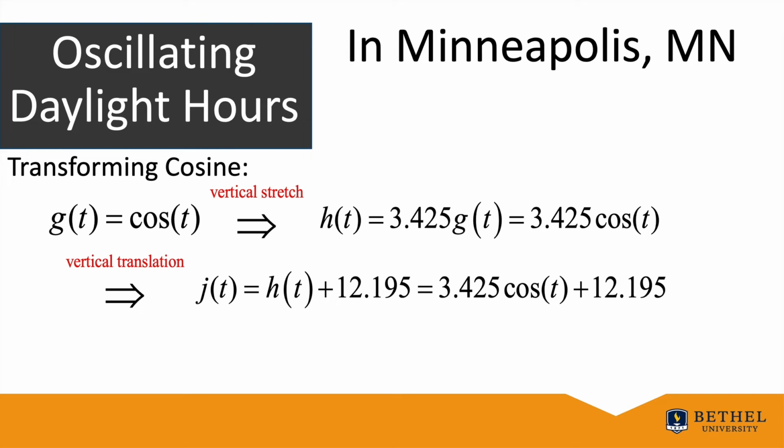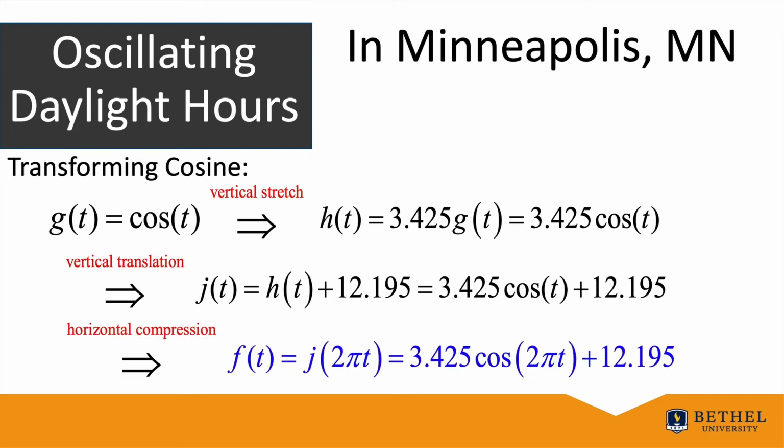Take the time to think about the fact that if we had applied these transformations in the opposite order, we would have gotten a different function and it would have had the wrong midline. All that's left now is to apply a horizontal compression so that we get a period of 1 instead of 2 pi. The final answer is f of t equals j of 2 pi times t, which is 3.425 times cosine of 2 pi times t plus 12.195.